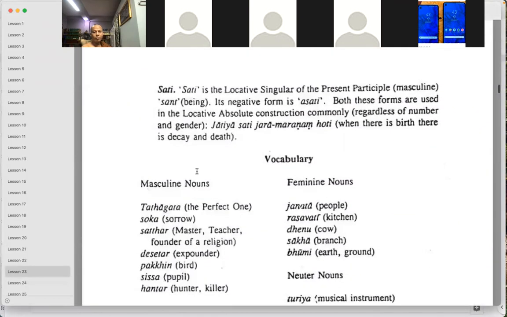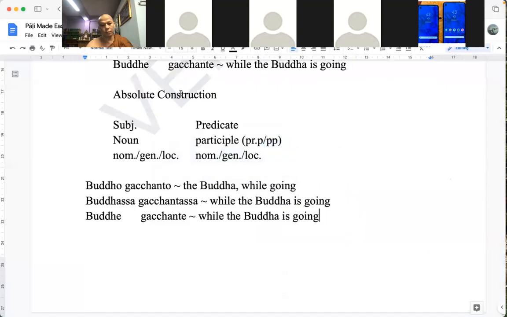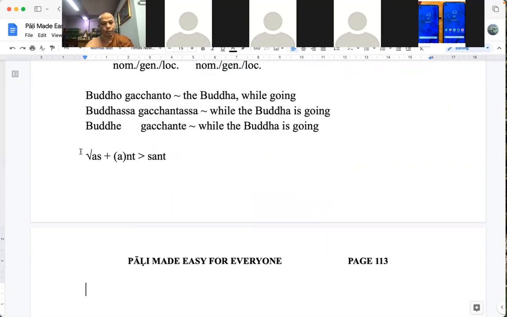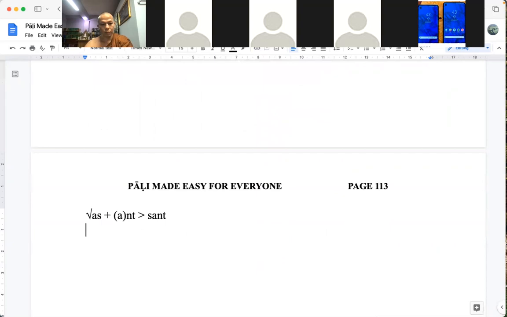Okay, and then now, seti. This seti is the present participle of the root as, and the present participle surface is ant. So we have the sant by dropping r, or maybe if we use the root as, the present participle, the weak form ant. So at that time we have the sat.